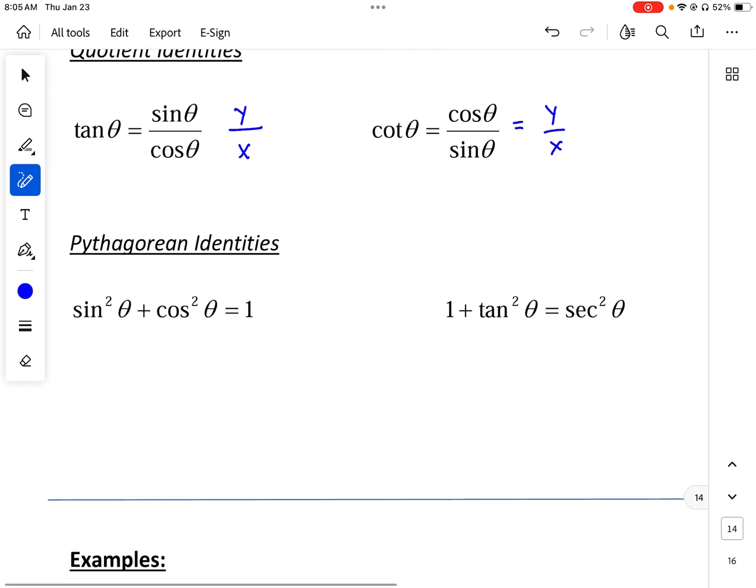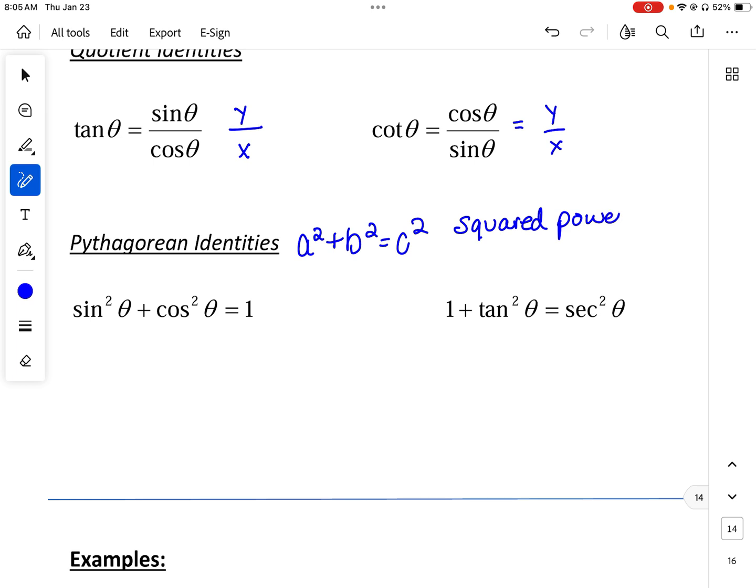And then the next part is the Pythagorean identities. So think Pythagorean theorem. And what these all have in common is they all have squared powers, and they all have a value of 1. Okay. And what we are going to do is use these to replace in a problem.